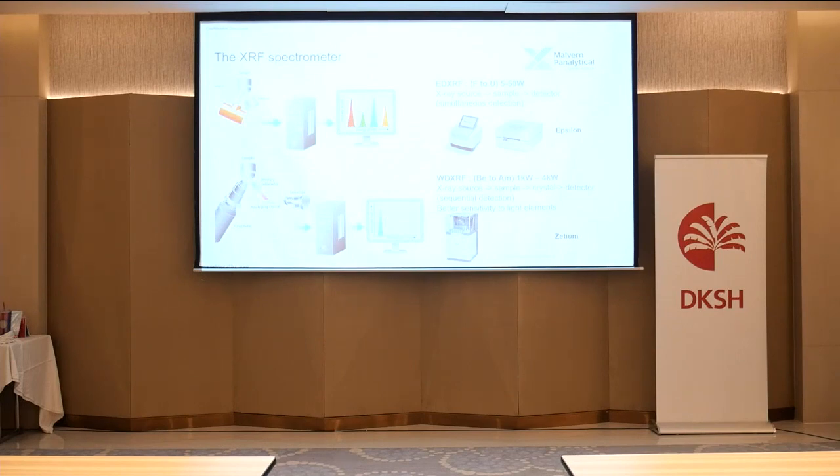Okay. XRF spectrometers are of two types. One is the ED-XRF, which we call the energy dispersive XRF. There the configuration is very simple. You have a source of X-rays, and the sample on which this X-ray is falling. Then you have the secondary X-rays which are excited from your elements, and you have an energy dispersive detector which can detect all these X-rays and classify them into different energies. So here the model that we have is the Epsilon.